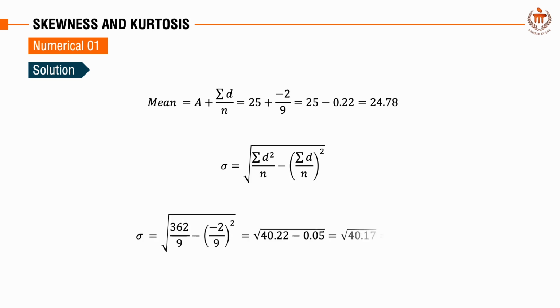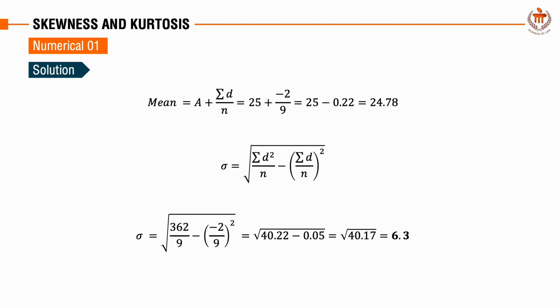And then when we find the standard deviation, that is the square root of summation of d square by n minus summation of d by n, whole square. Already we calculated the summation of d square, which is 362, n is 9, sum of d is minus 2. And when we put everything in the formula, we got the sigma as 6.3.